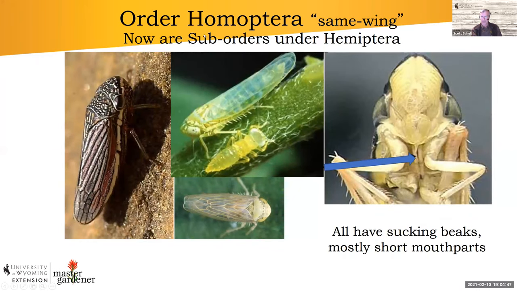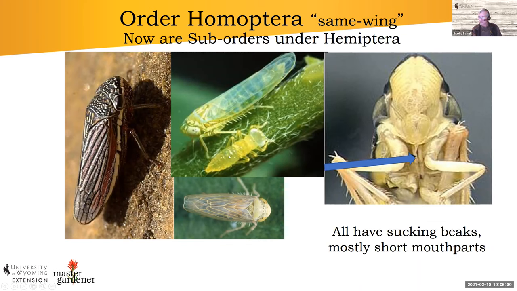The order Homoptera has been moved into Hemiptera. They didn't ask me when they did this, because Homoptera was already big enough, and Homoptera contains a whole lot of plant pests. They also have a piercing, sucking beak. It attaches back to where the head joins the thorax. So here we're looking at the underside of a Homopteran, and there's the eyeballs, and there's the front of its head, and then its mouth part's back here. And then those are the bases of its two front legs. So again, you can see here, they have same wing. Their front wing and hind wing are very similar in size and shape. That's where the name comes from.